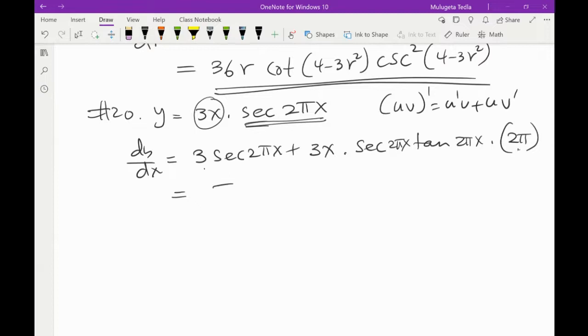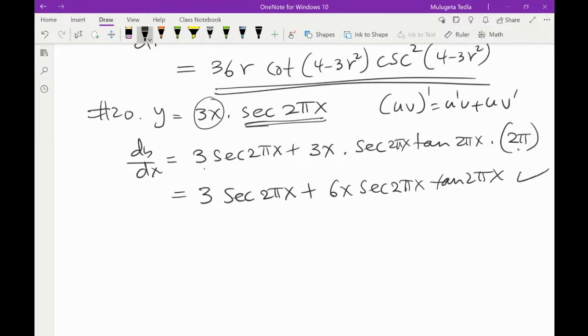Oh no, is there addition in there in between? Yeah. So I have 3 secant of 2 pi x plus I can multiply here 6x secant of 2 pi x tangent of 2 pi x. Well, I think this is good enough, or you can go 3 secant of 2 pi x is common. I have 1 here. I have 2x tangent of 2 pi x is also another answer.